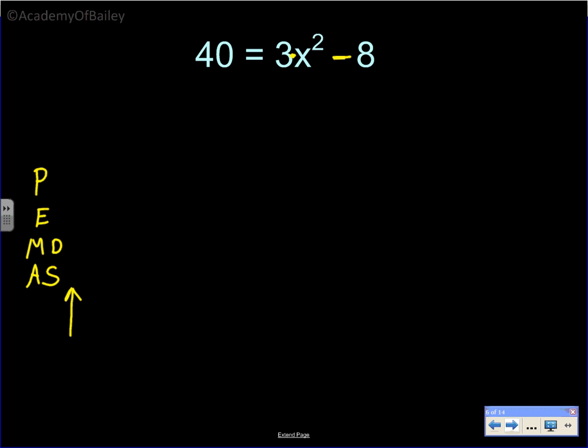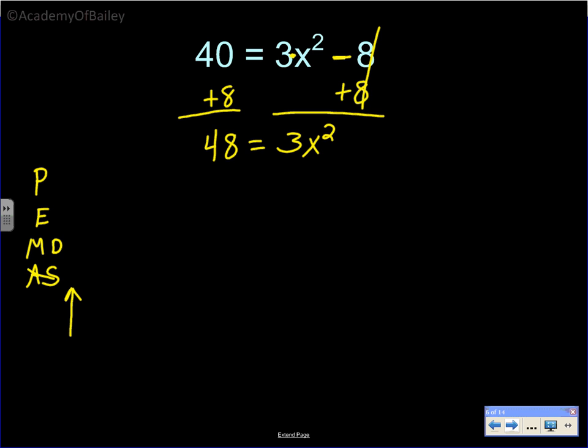What's the opposite of subtracting 8? We add 8, and we add 8. 40 plus 8 will give us 48. Drop down 3x squared. And negative 8 plus 8 cancels to make 0. So we've gotten rid of all the addition and subtraction.